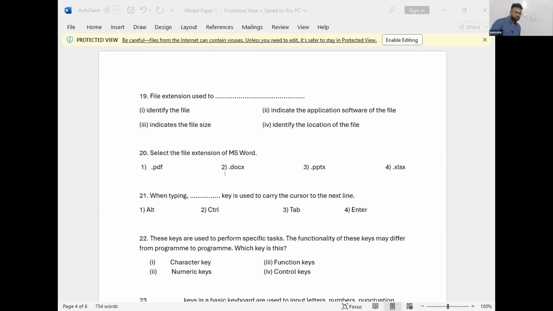So this represents the application. So this is obviously the name, right? Paper is the name of the file. So this represents the application software of the file. So if we take this, what is the docx software? What is the software that is used for docx?